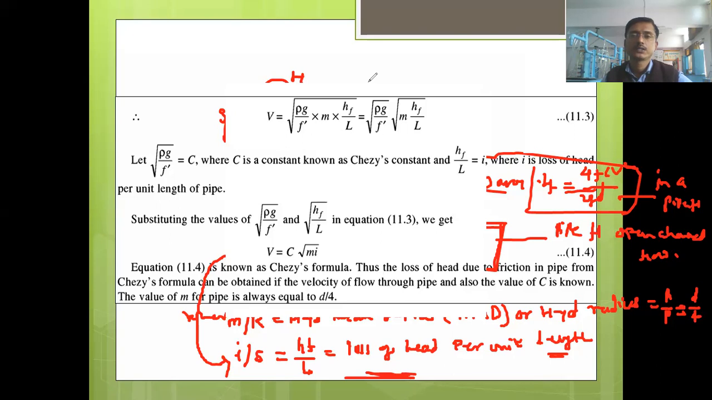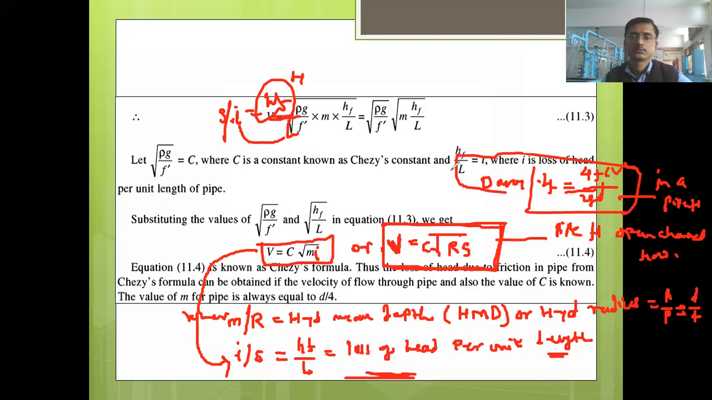So everyone, have you written this thing in your notebook? Hydraulic radius, tell me.